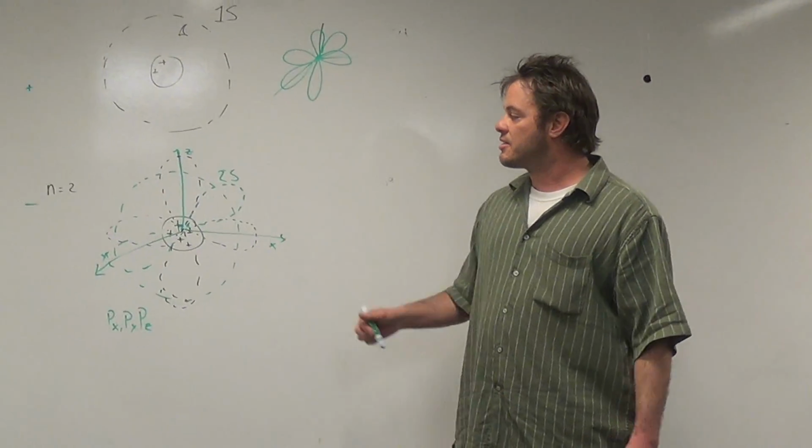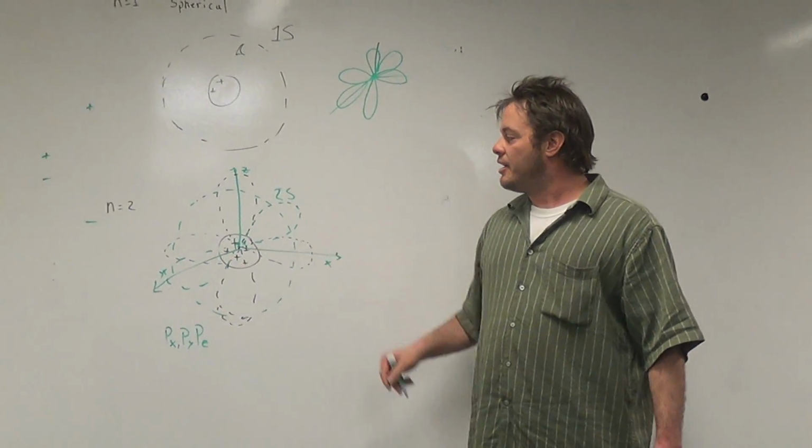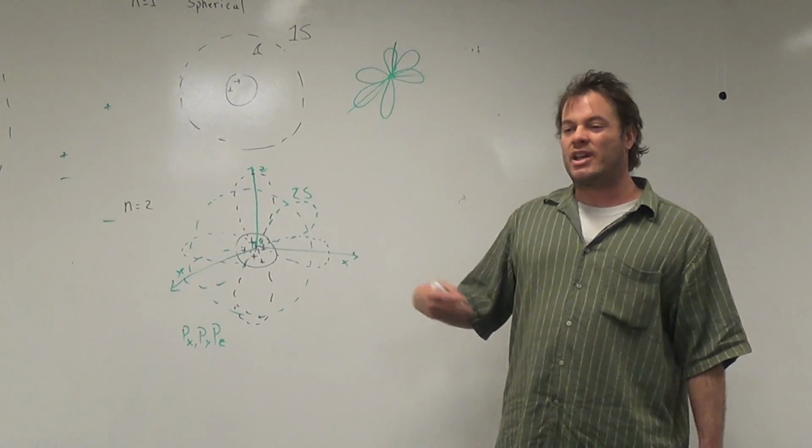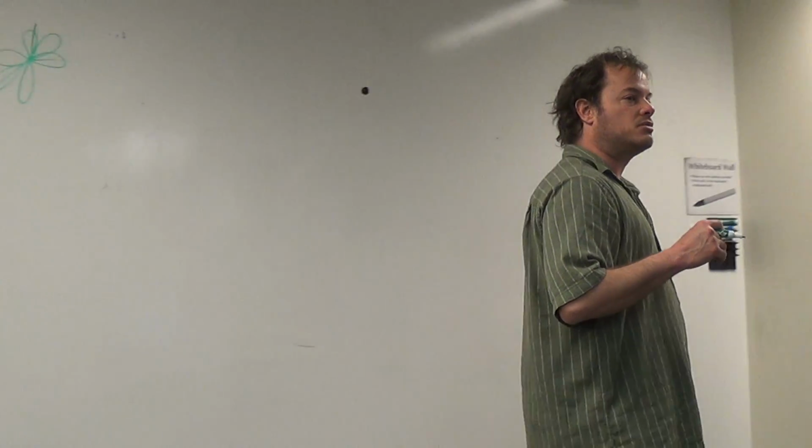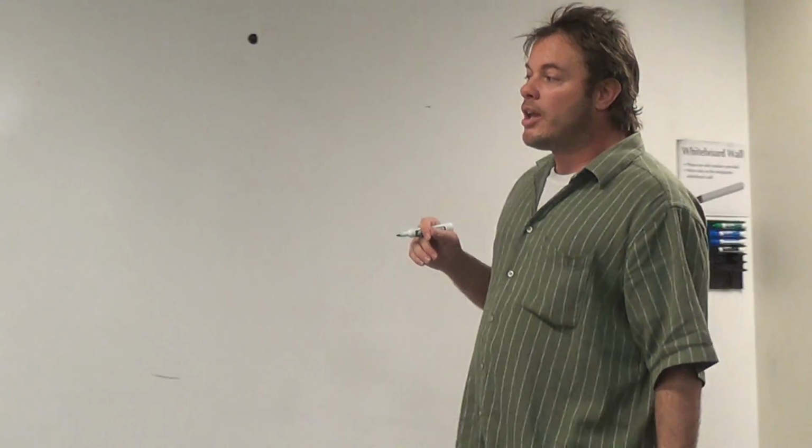Anyone want to guess why it turns out that we end up being able to draw those 3 p orbitals along the axes, the x, y, and z axes? Why would those electron distributions take those positions? Because that's how they're oriented. That's how they're oriented, yes, but it maximizes the separation between the electrons, right?